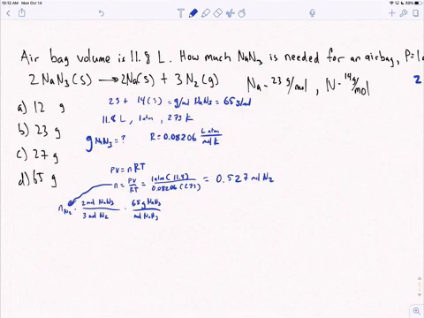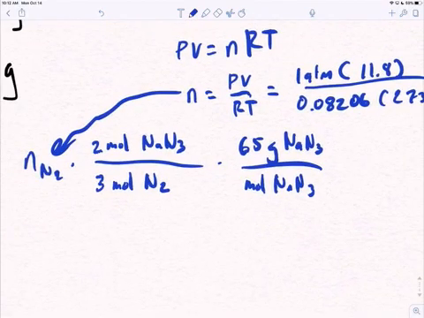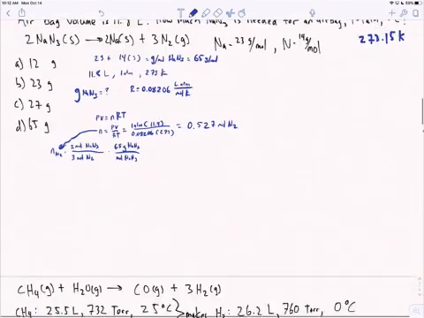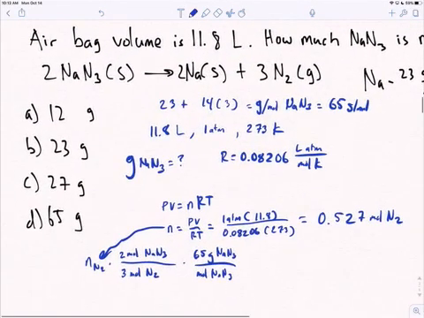Are you following? So now that you have the moles of nitrogen, you have this equation here. The number of moles, and it's a 2 to 3 ratio, and that's this dimensional analysis. That's 65 grams per mole.